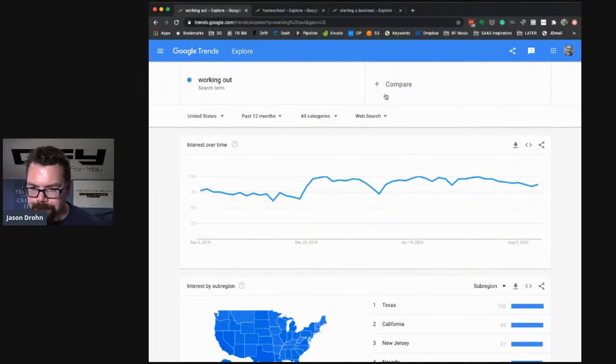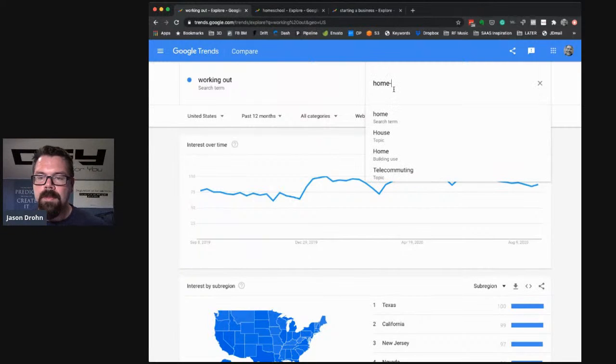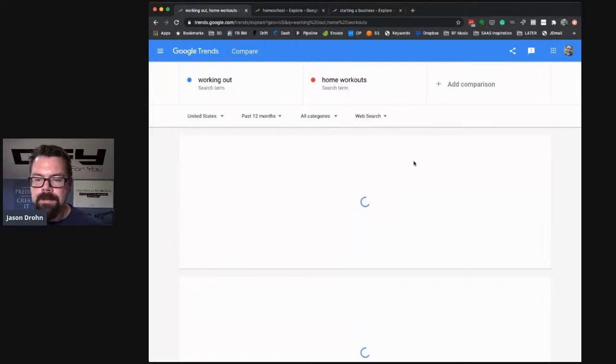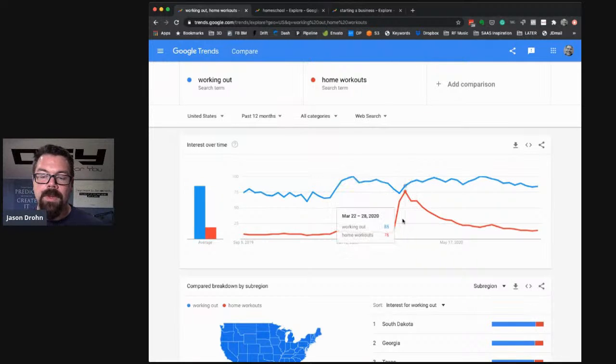Here's another one: working out. So working out has a pretty solid trend. It doesn't really go up and down. So let's compare this with home-based workouts, or home workouts. See what this does. All right, another spike. You can kind of guess this, but we have general workout is flat, and then we have a spike in home workouts or home-based workouts. So if you were in the fitness space, then it probably makes a lot of sense to do home-based workouts.